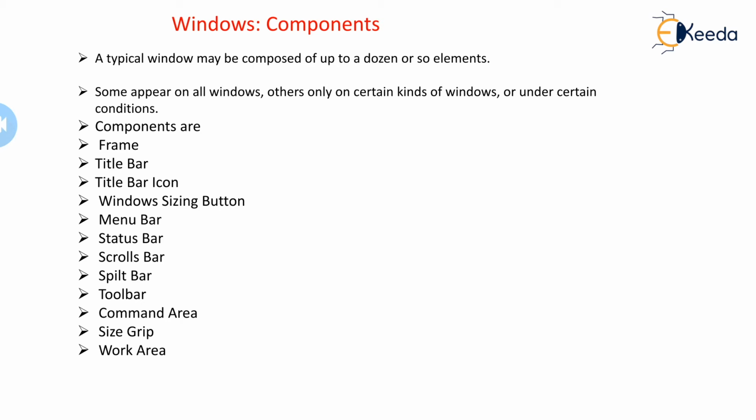Next, after the title bar, is the window sizing button. The window sizing button is located at the right corner of the title bar. This helps you manipulate the window, so you can minimize, maximize and close the window with these three buttons.